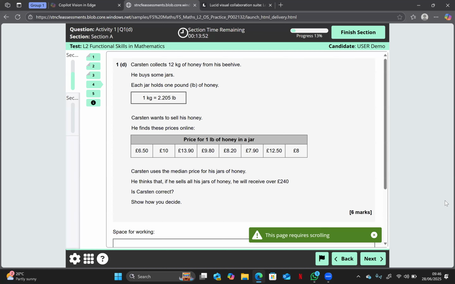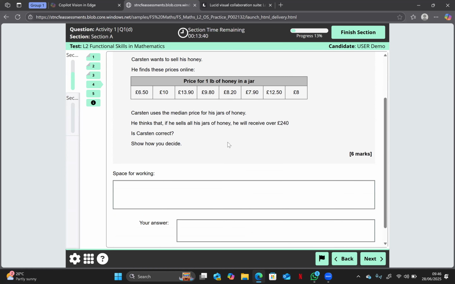So Carsten wants to sell his honey. He finds these prices online. So there's the prices. Carsten uses the median price of his jars for his jars of honey. He thinks that if he sells all his jars, he will receive over £240. Is Carsten correct? So the median is the middle number when putting them all in order.